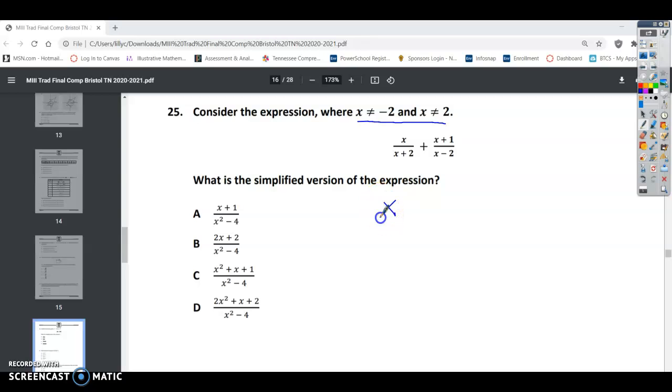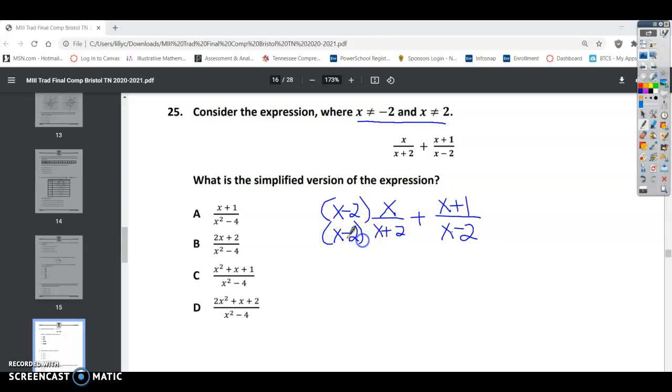So we've got x over x plus 2 plus x plus 1 over x minus 2. So the first thing we need to do is recognize that we have a fraction, and in order to combine these, we have to have a common denominator. So to get a common denominator, I need to multiply this side by x minus 2 on top and bottom.